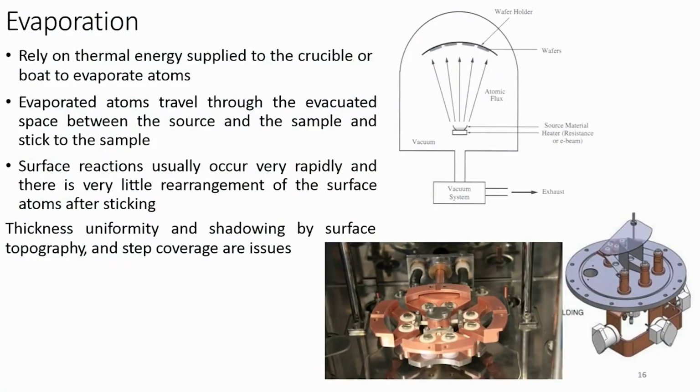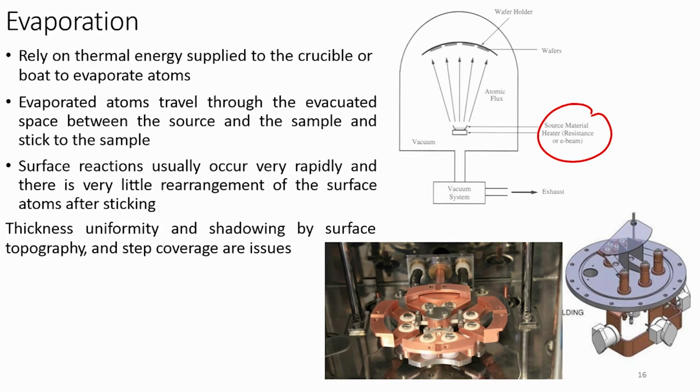Okay. So, in that case what can we do? We will see that in the later part of this module. Right now, let us quickly see that thermal evaporation relies on thermal energy supplied to a crucible or a boat to evaporate. We know it, right? Boat or crucible to evaporate.